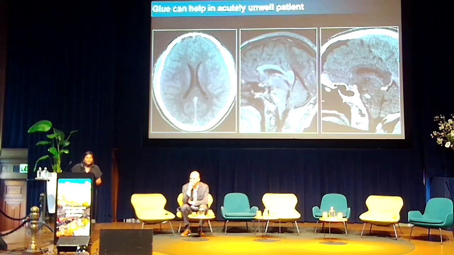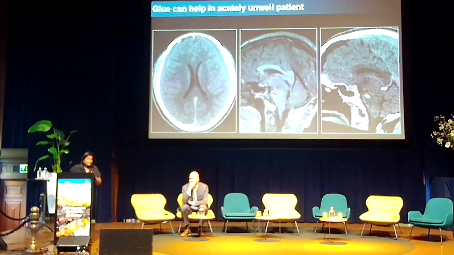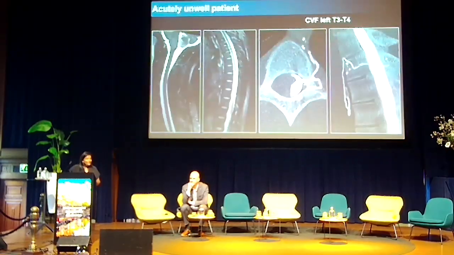Glue can also help in your acutely unwell patient. This was a young patient who came in, had their subdural hematomas evacuated 3 times, was getting progressively worse. They had very bad brain sag. They even developed a Duret hemorrhage as a result of worsening brain sag. Now, I think in these patients, the emergency management is to do a high volume epidural blood patch to stabilize them, which we did. And then we went on within the next few days to find the leak.